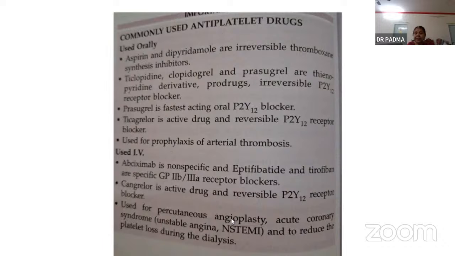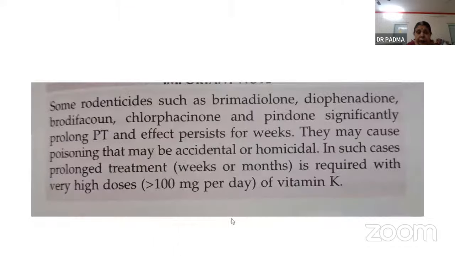Prasugrel is the fastest acting one. That's the reason why we have started using it nowadays. Ticagrelor is a reversible P2Y12 receptor blocker, and all these are used for prophylaxis of arterial thrombosis. The ones which are used IV are abciximab and eptifibatide, for percutaneous angioplasty, acute coronary syndrome, and to reduce platelet loss during dialysis. This also you should keep in your mind continuously.